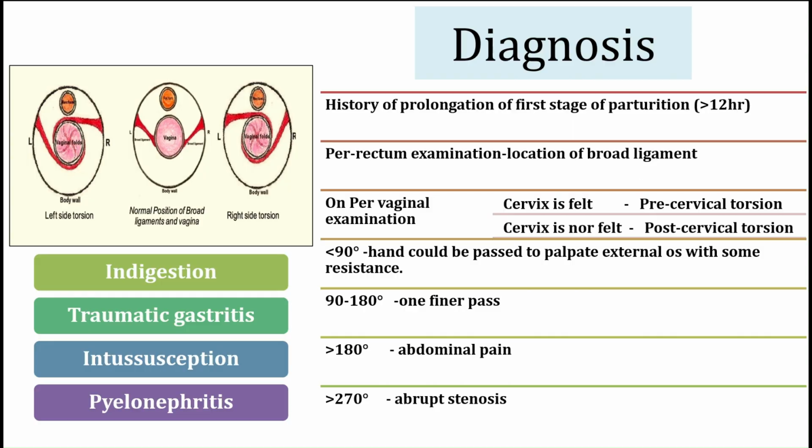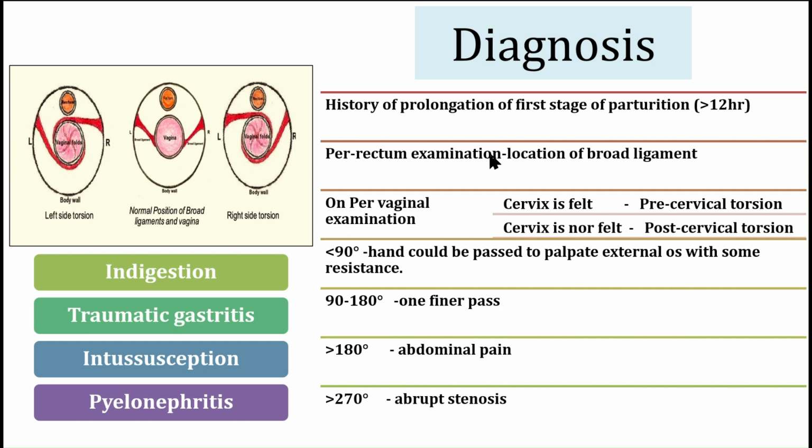In the diagnosis part, there are certain criteria, certain points which we can consider for diagnosing a case of uterine torsion, like a history of prolongation of the stage of parturition. If it is more than 12 hours, yes, we can suspect a case of uterine torsion.